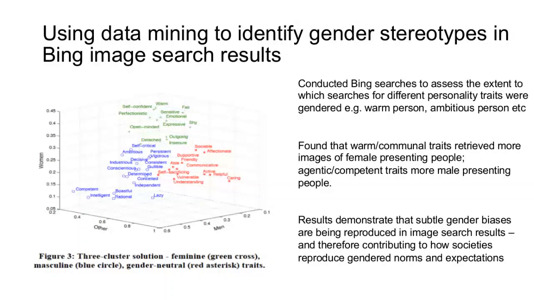And what we found quite clearly was that the warm and communal type personality traits, such as warm person, sensitive person, emotional person, tended to retrieve more images of female presenting people, whereas the more agency orientated and competency orientated traits, such as intelligent person, rational person, conscientious person, and so on, tended to retrieve more images of male presenting people. So these results demonstrated for us that subtle gender biases are being reproduced in image search results. There are various reasons why this happens, but the outcome is potentially that the search results are contributing to how societies reproduce gendered norms and expectations.